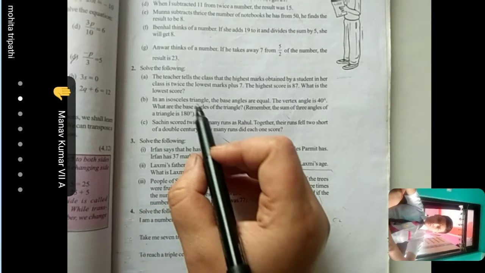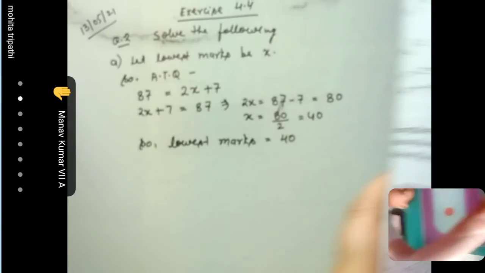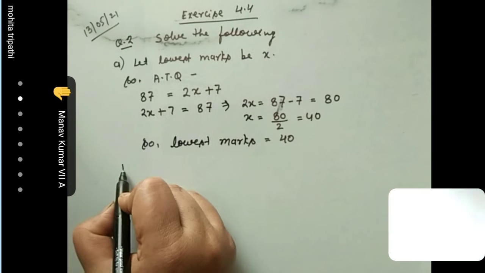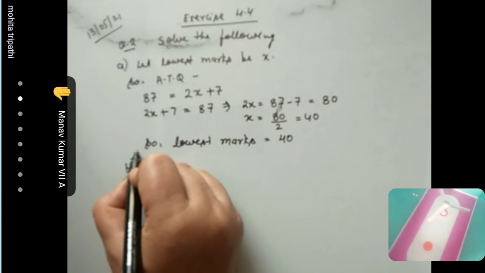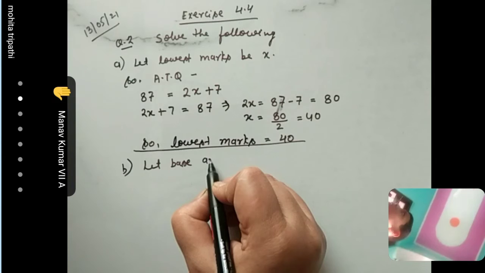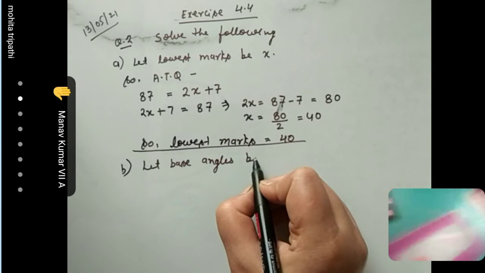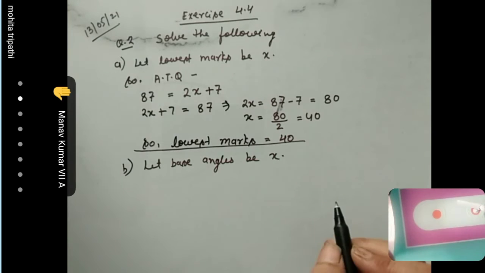Next part is, in an isosceles triangle, the base angles are equal and the vertex angle is 40. What are the base angles? Base angles are equal. So what we will assume? We will assume the base angle. We have assumed that let base angles be x. You can take any variable here, a to z, any variable you can take.